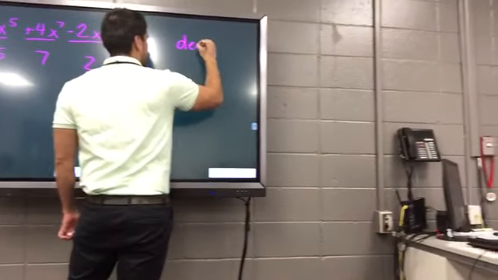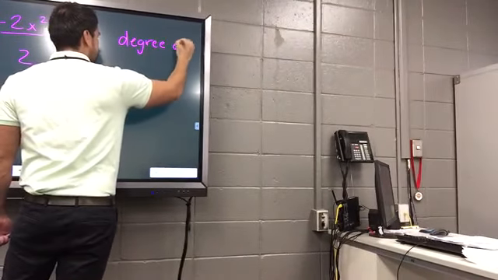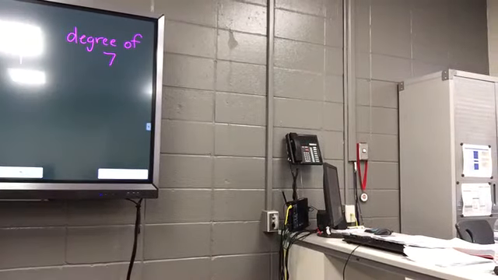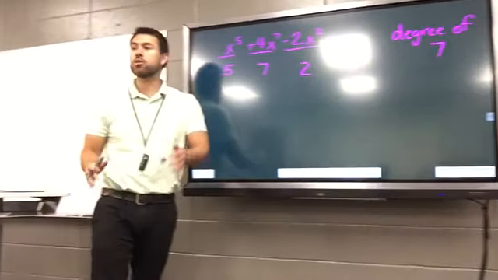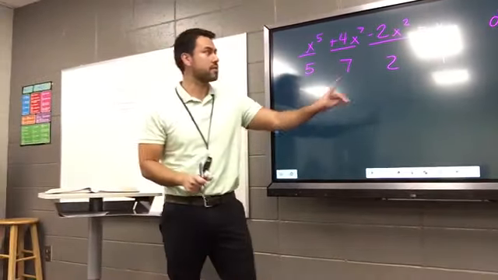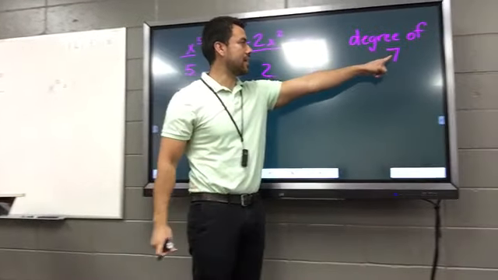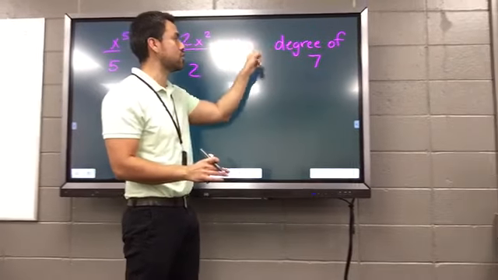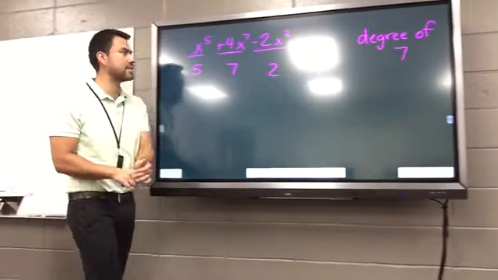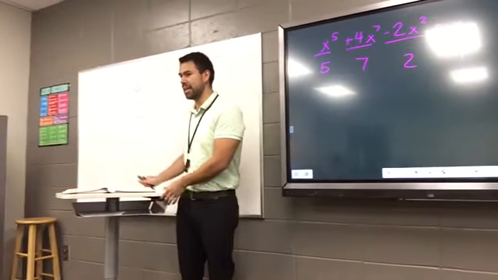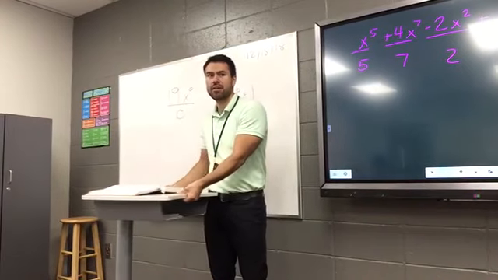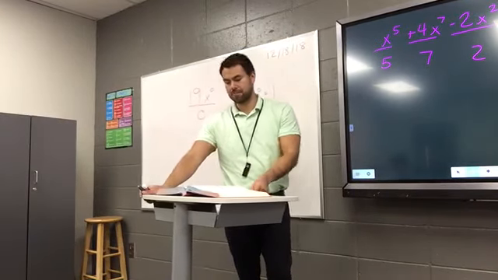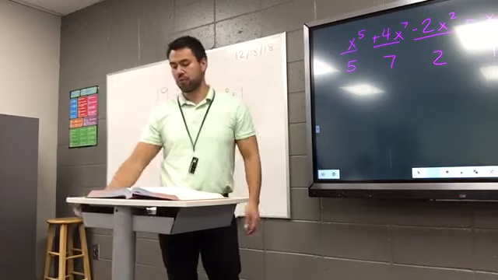Degree of 7. Now, some people ask, Mr. A, do we have to keep writing degree of 7? Like, can we just write 7? In the homework, you will just put the number. I'm just emphasizing this 7 isn't me actually combining things and changing things. It's just talking about the degree of 7. That's it. All right, number 3. Who's still working on it? Anybody? Okay, finish it up. And then work on number 4 after you're done with that.